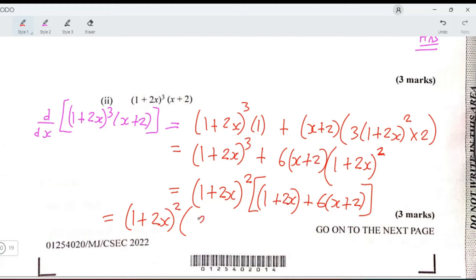2x plus 6x is 8x, and then 6 times 2 is 12 plus 1 is 13. So that is that.